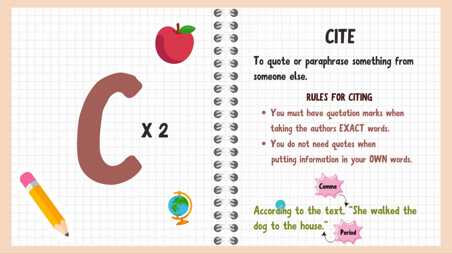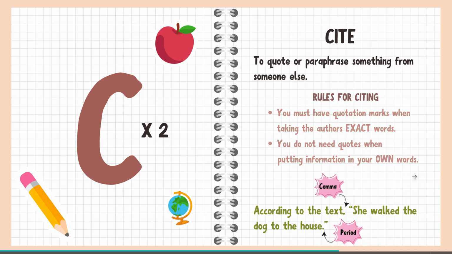So this down here is an example of taking the words from an author because I see quotation marks. According to the text, she walked the dog to the house. Your period goes before your quotation marks end, and your comma goes before your quotation marks begin. That's the proper way to cite something in a text.